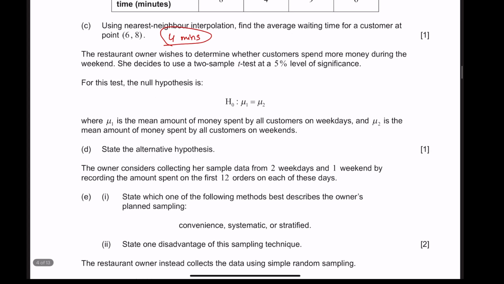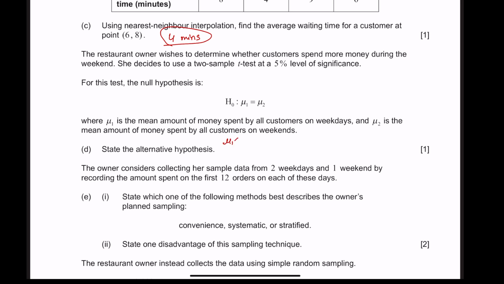The restaurant owner wishes to determine whether customers spend more money during the weekend. She decides to use a two-sample t-test at a 5% level of significance. For this test, the null hypothesis is mu1 equals mu2. Mu1 is the mean amount of money spent by the customers on weekdays, and mu2 is the mean amount of money spent by the customers on weekends. What is the alternative hypothesis?